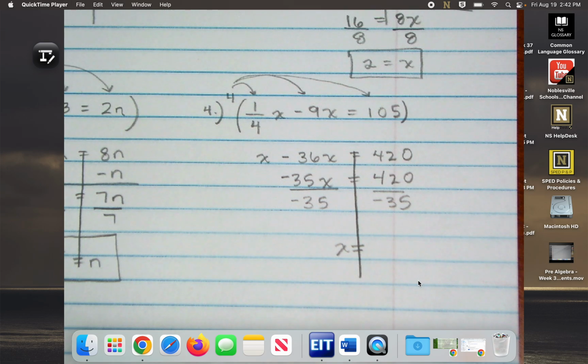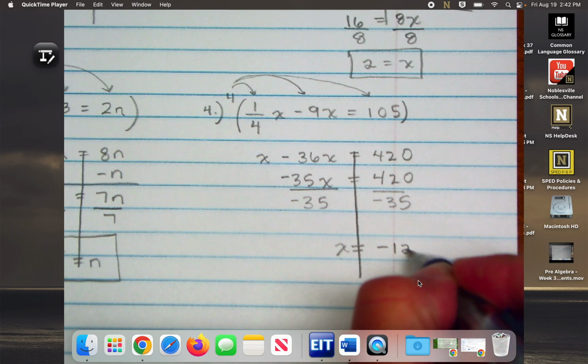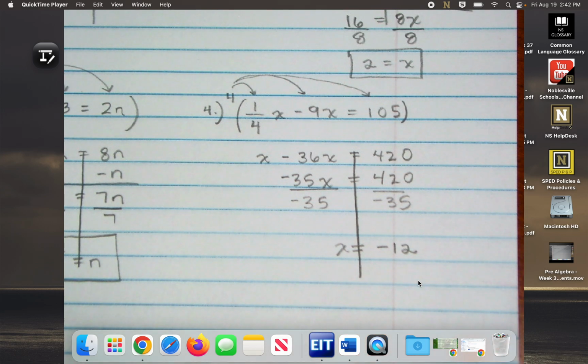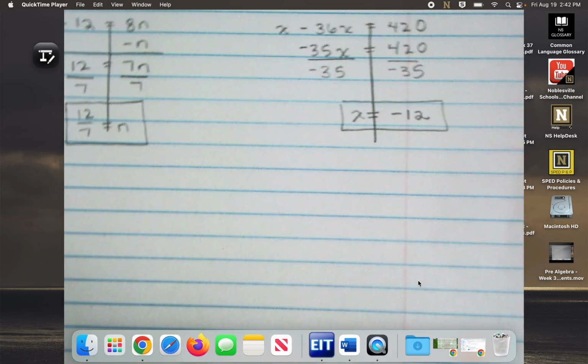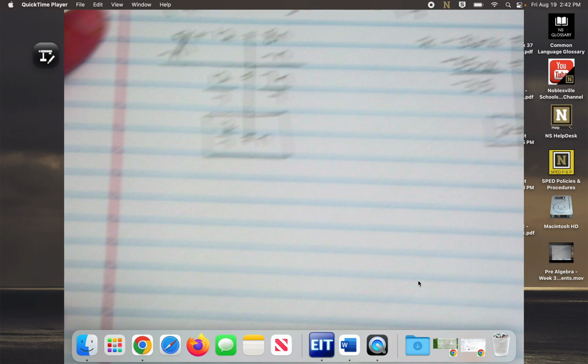You sure? Pretty sure. Is it 16? 17? 18? 19? You could just do 420 divided by negative 35. Negative 12. But if it's a decimal, you have to round up. There's no decimals. 12.0.